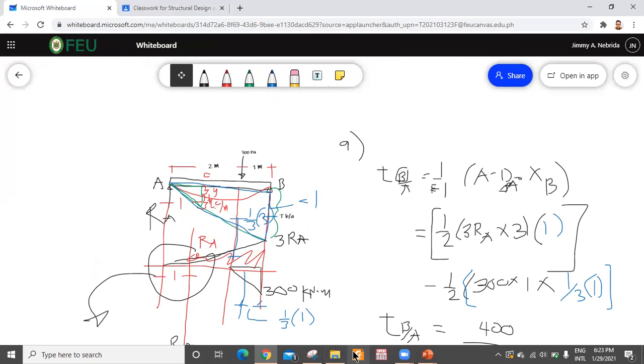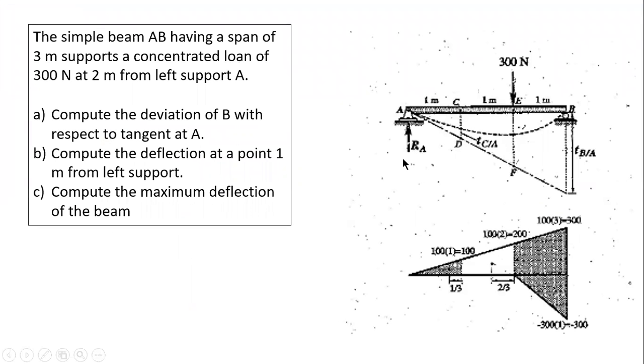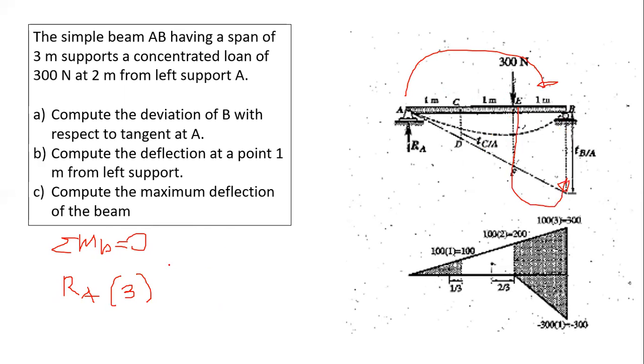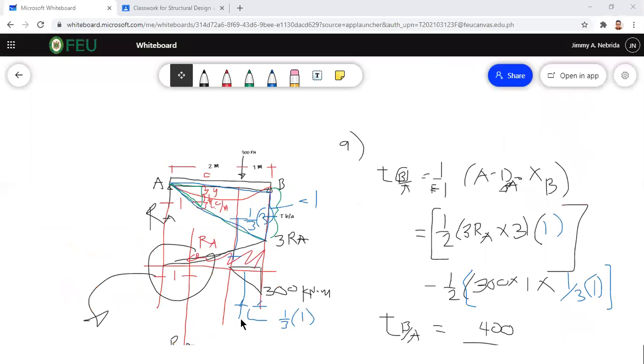Obviously, if we're going to compute the RA here, we take moment at B. So let me show you here. If we take moment here at B, summation of moment at B is equal to 0, we can compute RA. It is just RA times this distance, which is 3, going clockwise. And then this one is counterclockwise, you can just equate. This is equal to 300 times 1. So therefore, RA is equal to 100 Newton.